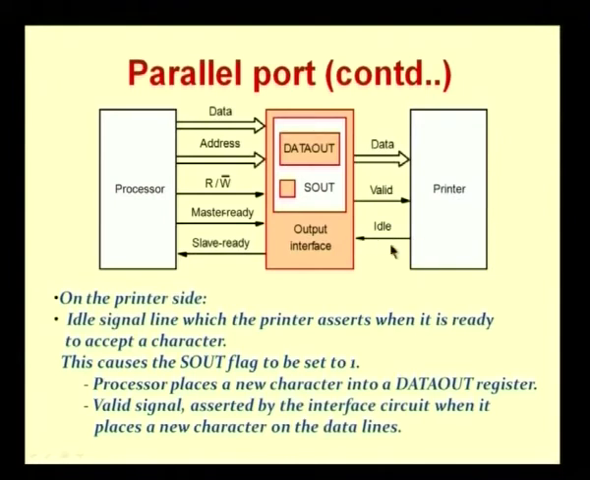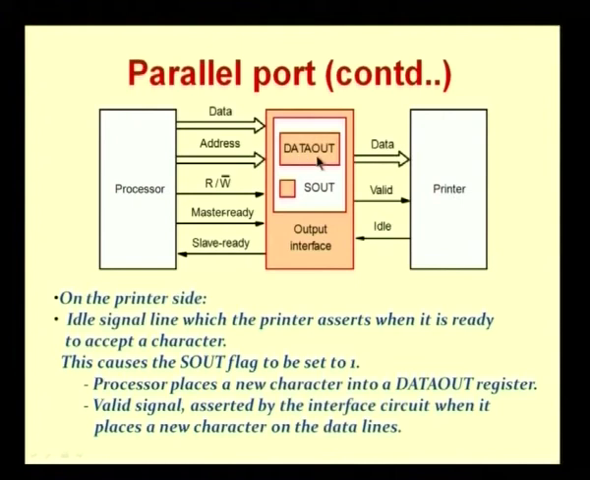When this idle signal is asserted by the printer, it will cause the S out flag to be set to a 1. This is another status flag, and we call it S out because it is an output interface. When the S out flag is set to a 1, the processor will place a new character into the data out register. Which basically means that when the S out flag is set to a 1, the slave ready will be asserted by this device, and the master ready will be asserted by the processor. The processor knows now that it can place data into the output interface, and it will place the data into the data out register.